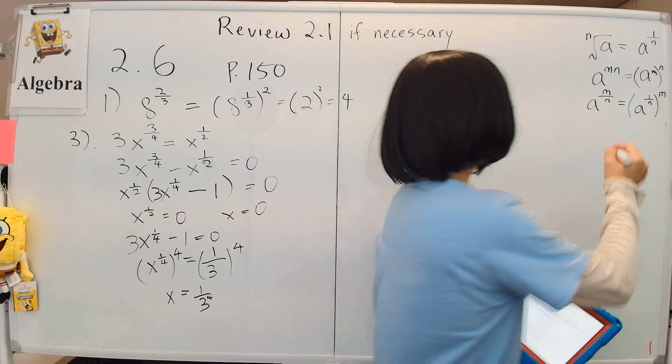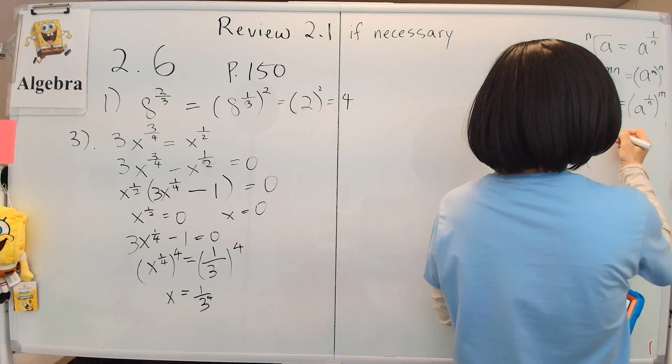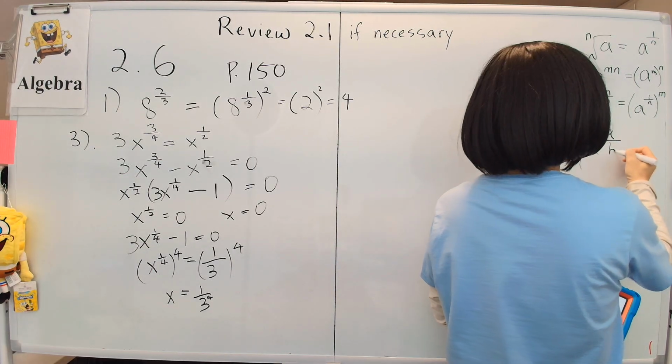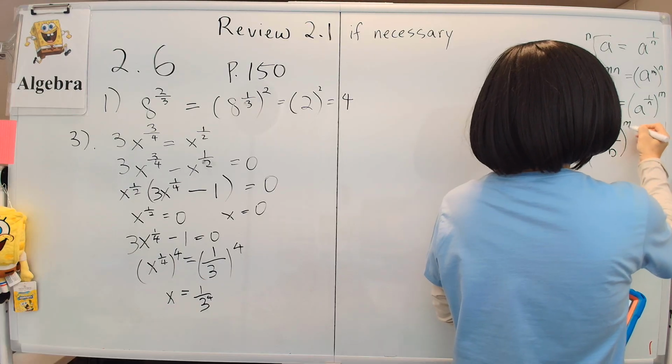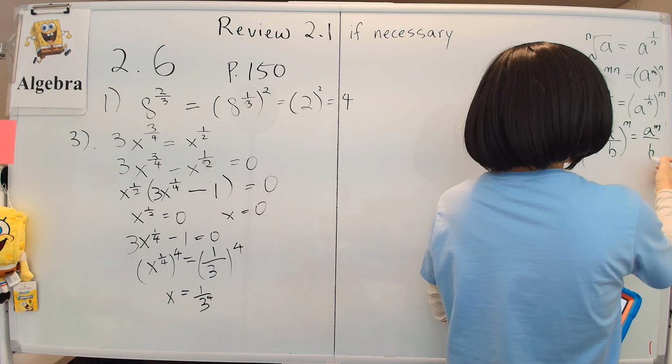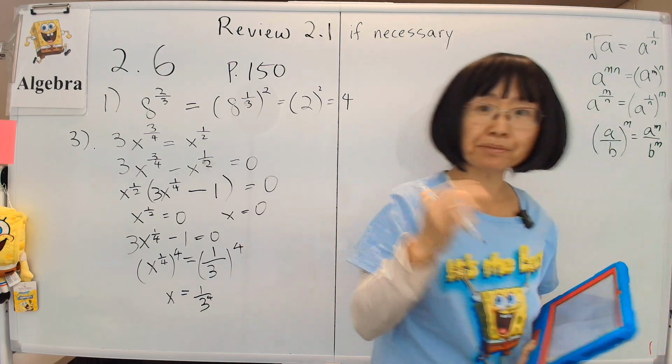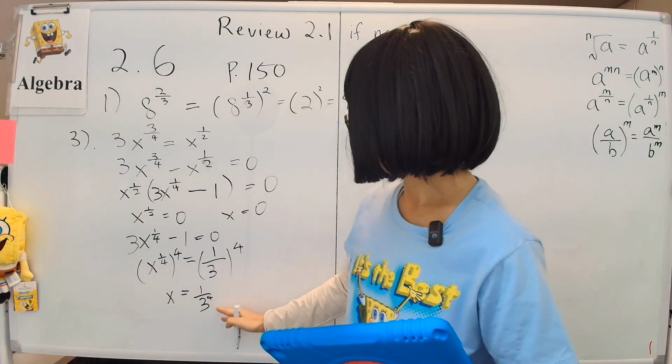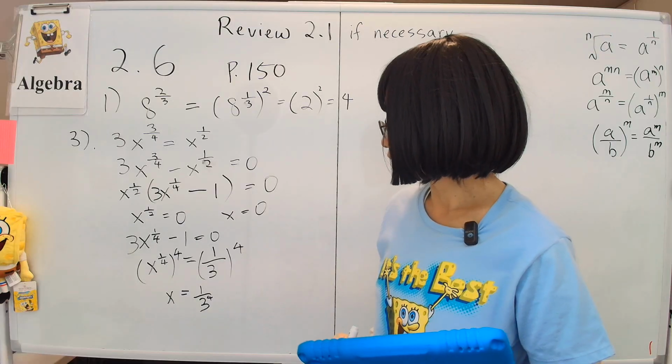I should write down that idea. That is, if you have a fraction a over b to some kind of power m, this is the same as a to the m divided by b to the m. That's another rule from chapter 1. So anyway, now we are good.